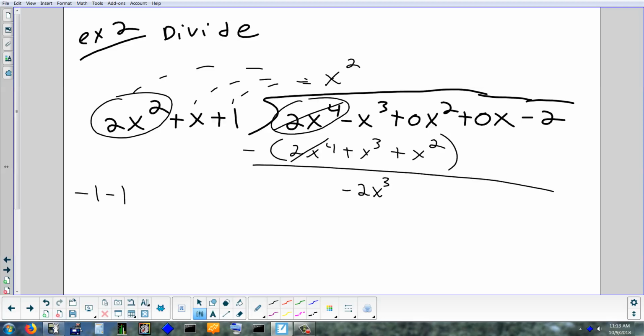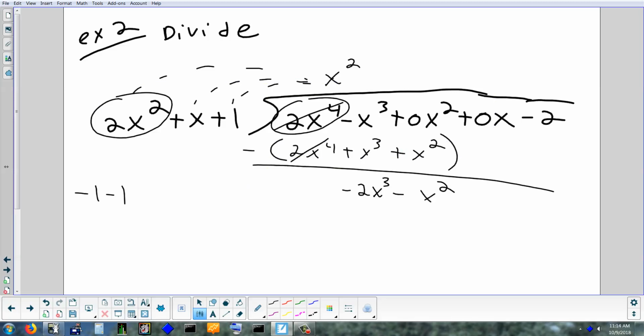Okay. All right. So negative x cubed minus x cubed is minus 2x cubed, and then 0x squared minus x squared, which is negative x squared. And now each step, your exponent should go down 1. Or sometimes it goes down more than 1 if you get a couple things that cancel, but we haven't had that happen yet. So we had a 4, now we have a 3. We have to keep going till it's smaller than a 2.